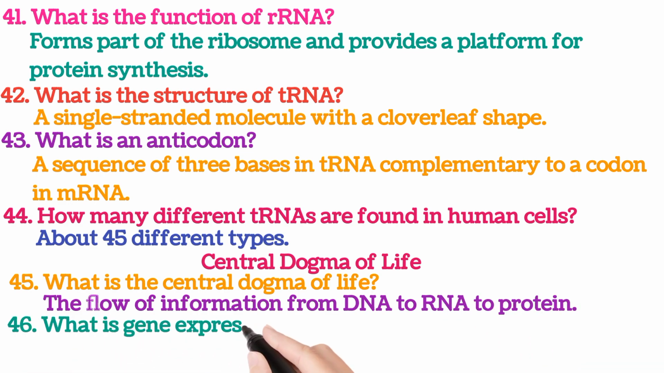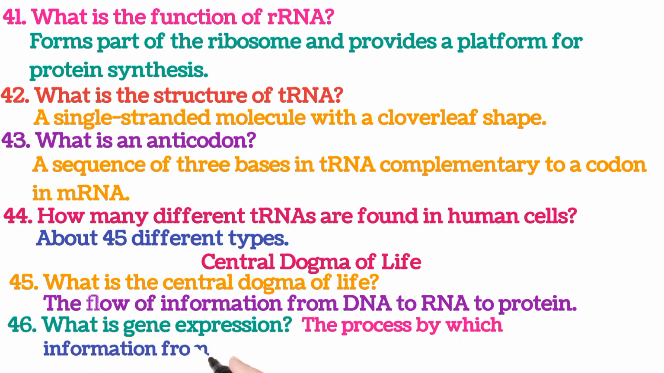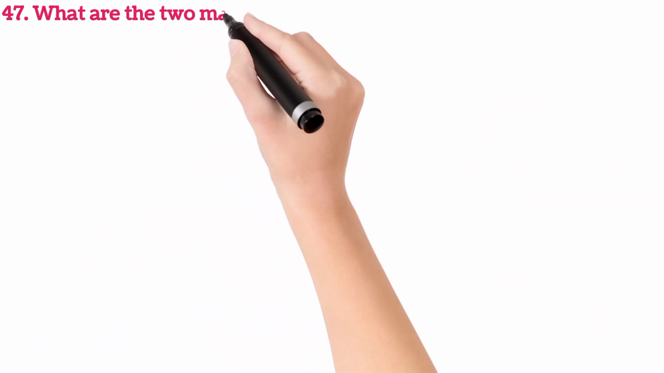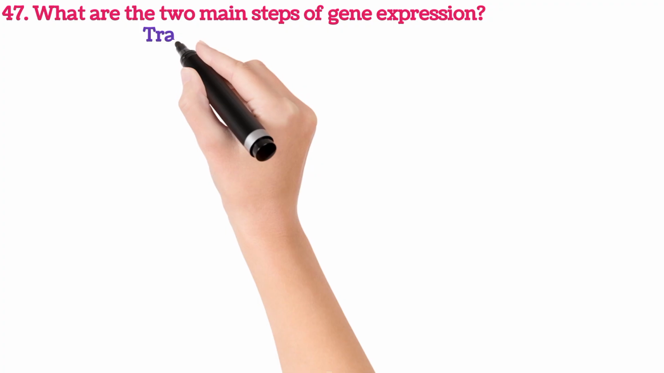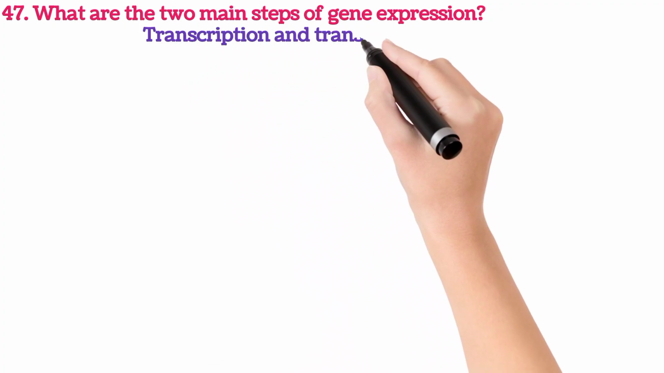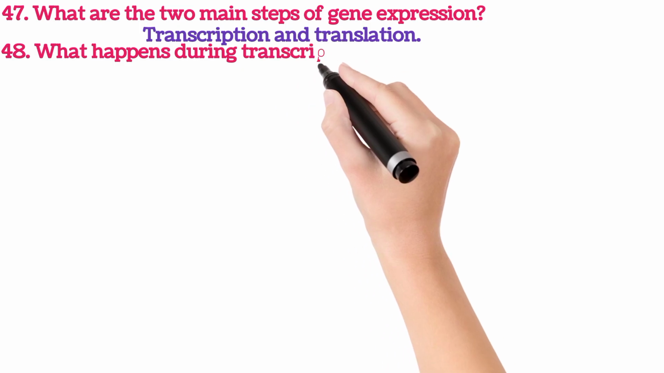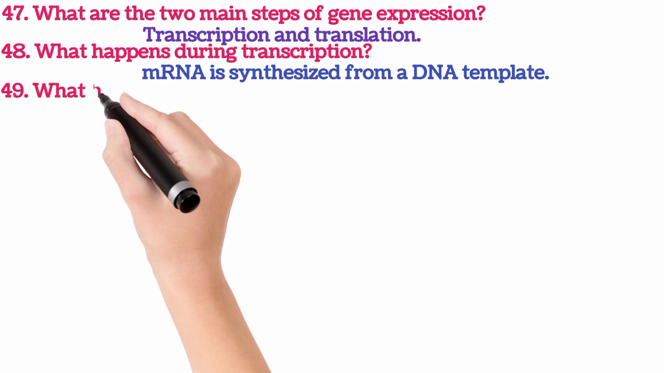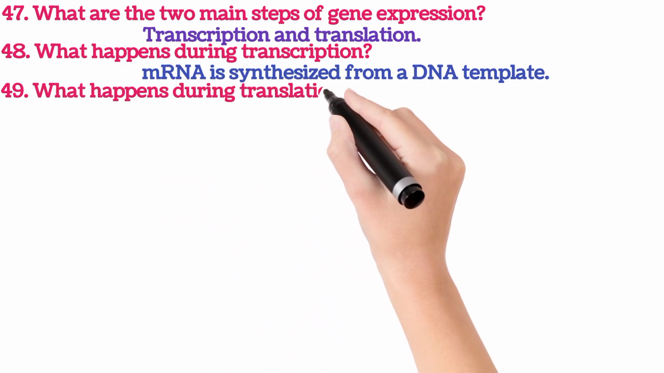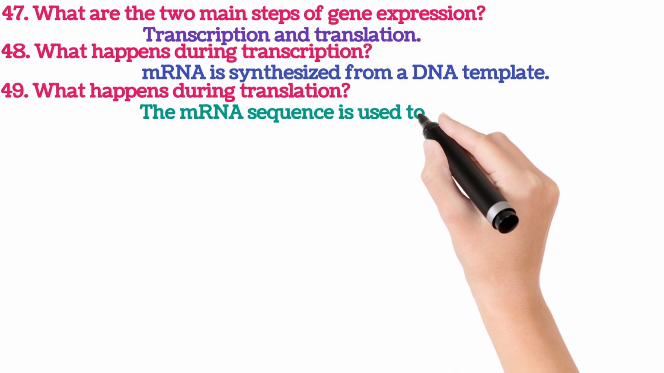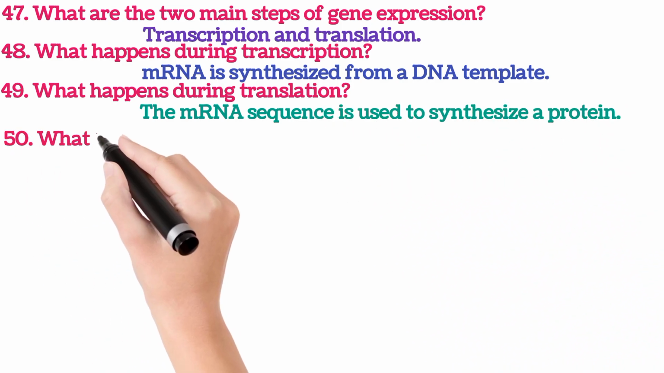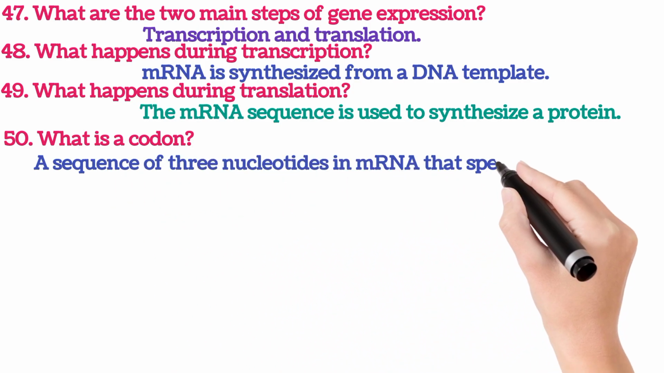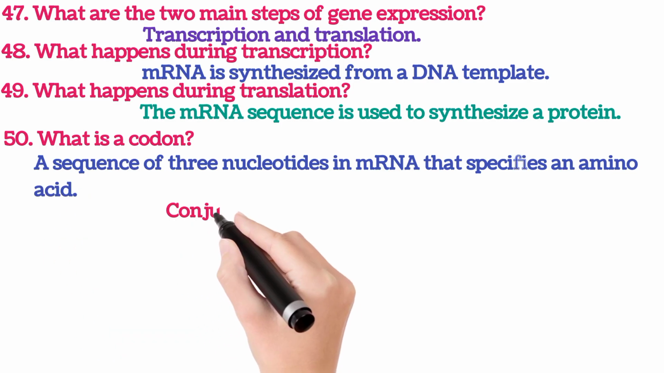46. What is gene expression? The process by which information from a gene is used to synthesize proteins. 47. What are the two main steps of gene expression? Transcription and translation. 48. What happens during transcription? mRNA is synthesized from a DNA template. 49. What happens during translation? The mRNA sequence is used to synthesize a protein. 50. What is a codon? A sequence of 3 nucleotides in mRNA that specifies an amino acid.